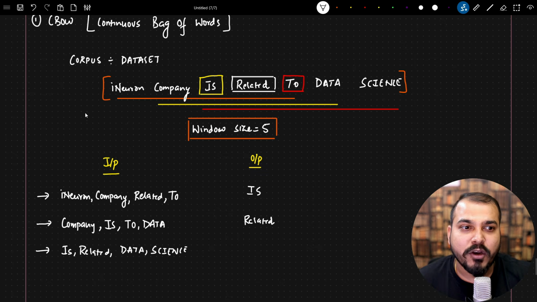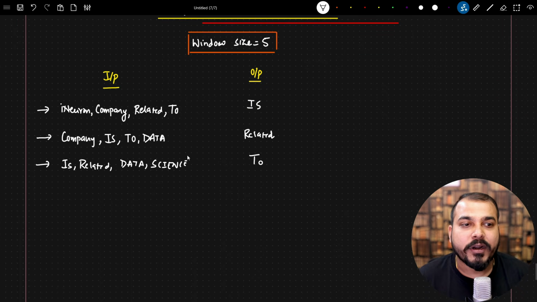You can take up any value, but don't take an even number. Take an odd number so that the central element which I'm taking as an output will have the correct number of words in the forward context and in the backward context. Okay. So is related data science is there, right? Now, which is the central word over here? 2, right? So I'm just going to write it as 2. Now this became my input and output.